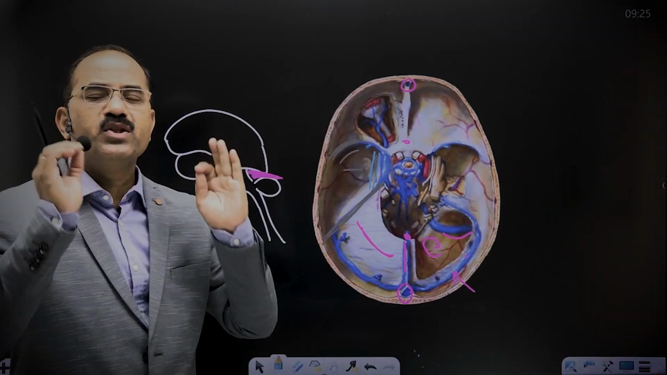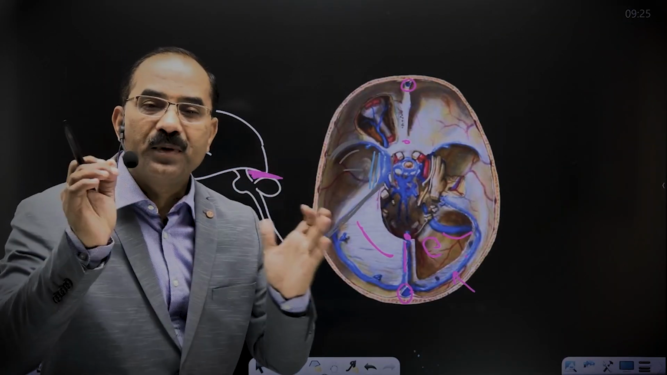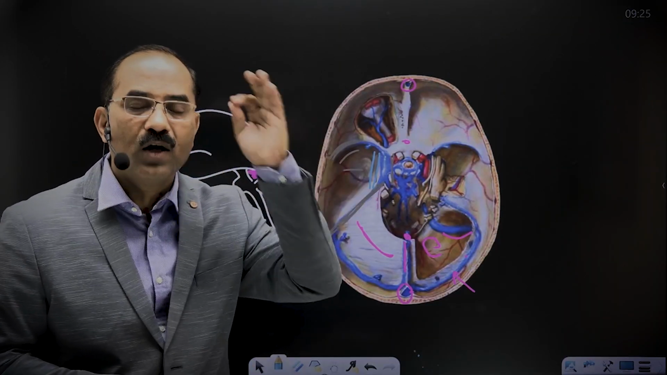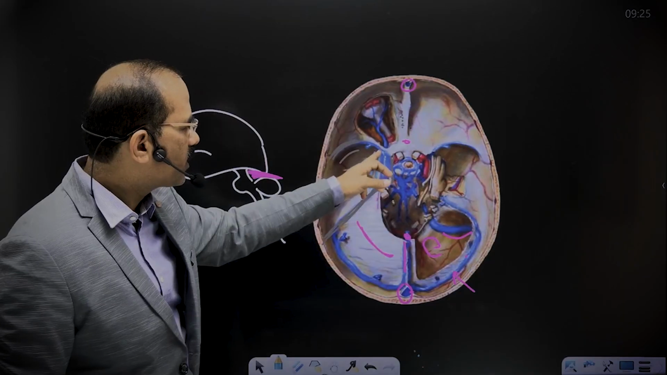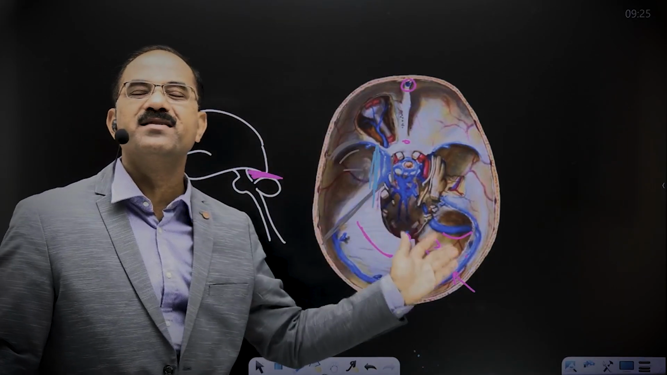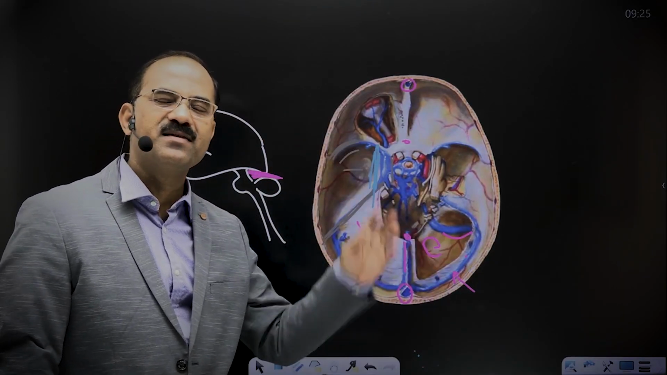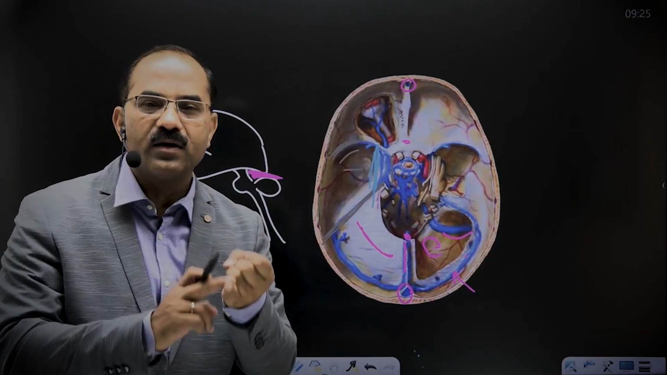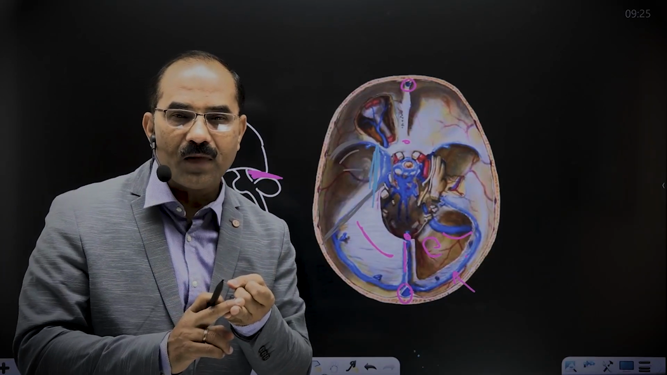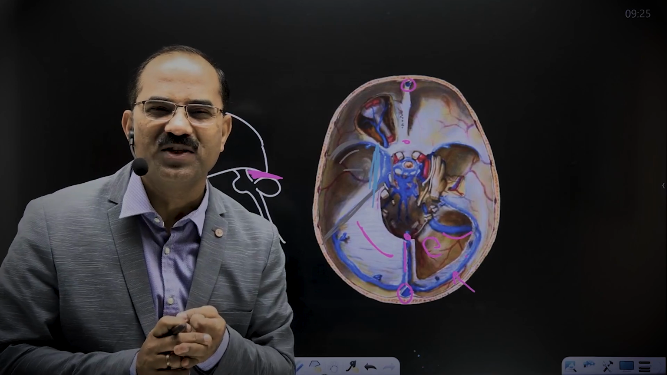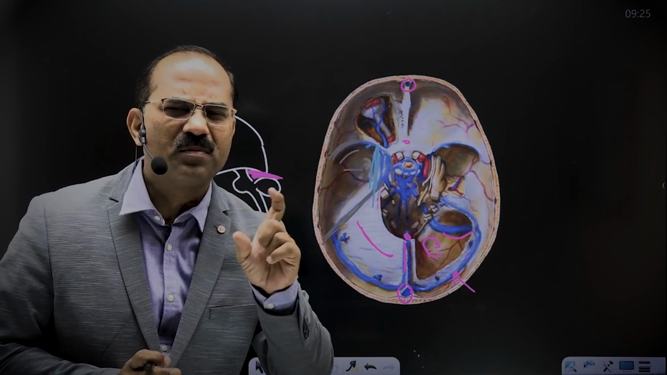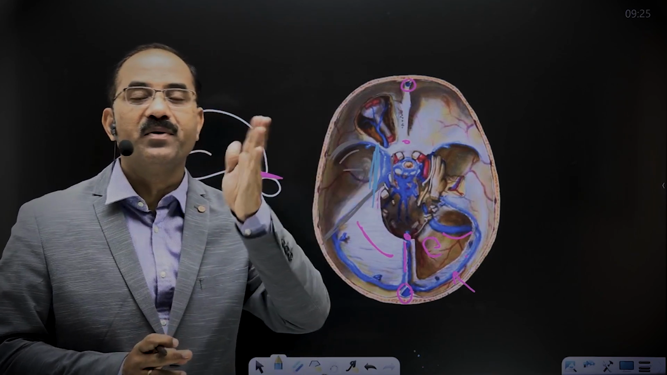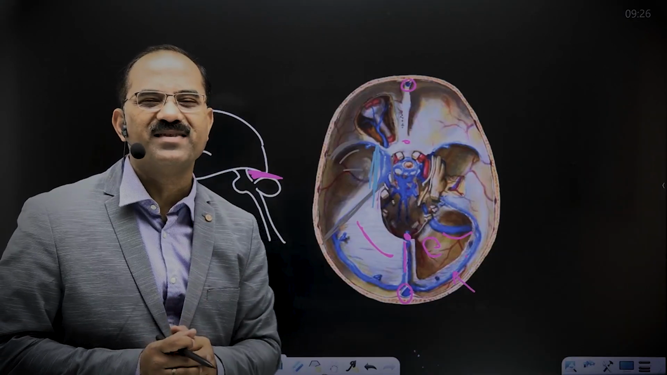Any structure going towards the orbit or going towards the superior orbital fissure as a rule will be related to the cavernous sinus. Now, which wall is this? Lateral wall of cavernous sinus. So who was going to the orbit? The third nerve, the fourth nerve, the ophthalmic division of trigeminal nerve. The sixth has got some problem, I'll tell you that. So these will be the relations in the lateral wall of cavernous sinus. Clear?